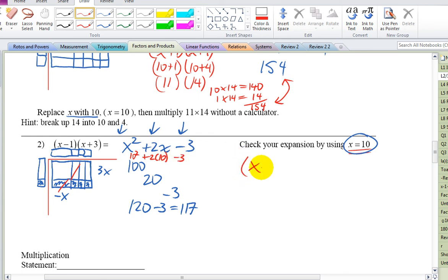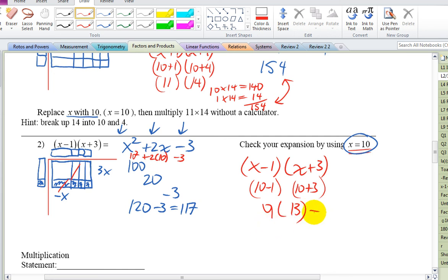So let's check. X minus 1, x plus 3. So this would be 10 minus 1, 10 plus 3, 9 times 13. Well, what's 10 times 13? 130. So then you can take away 13, 117. Okay, so this equals 117. So they're equal. All right.